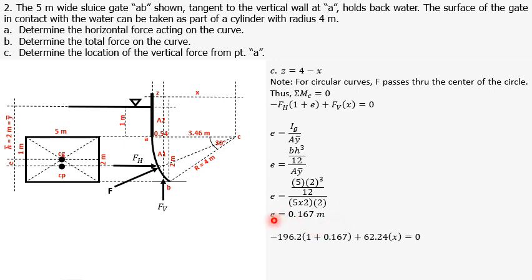Substituting the values of E in this equation and also the values of FH and FV solved a while back, we can solve for X. And X is equal to 3.68 meters. Now we go back to this equation for Z. Z is now equal to 4 minus the value of X, 3.68. Therefore, Z, which is the location of the vertical force FV from point A, is equal to 0.32 meters.